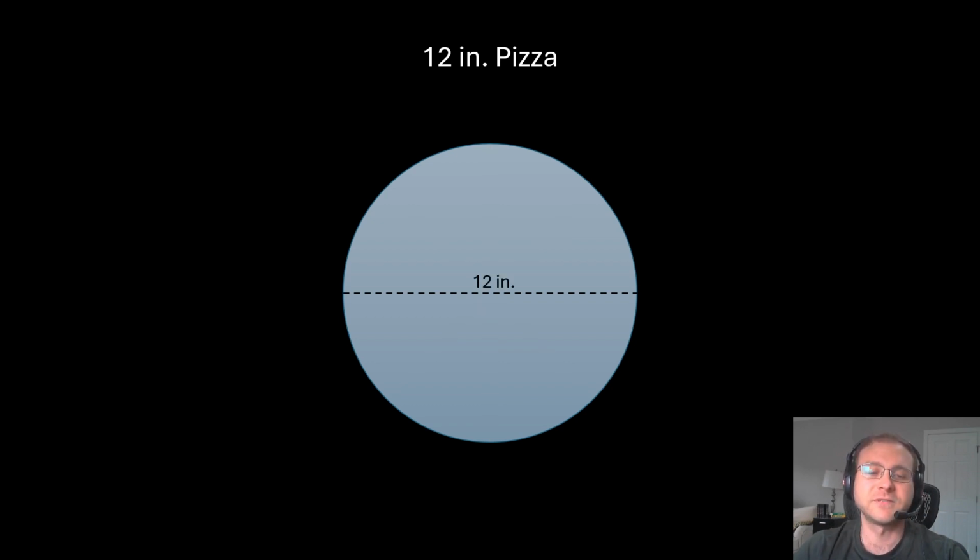Now let's say we have a different task. Let's say we wanted to take that same pizza that's 12 inches across, but instead of cutting it into 8 equal slices, now our goal is to cut just one slice, and we want that slice to have a 3-inch crust.